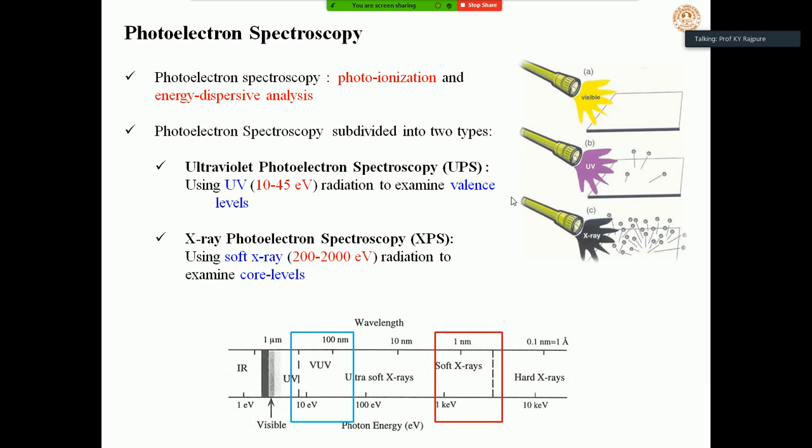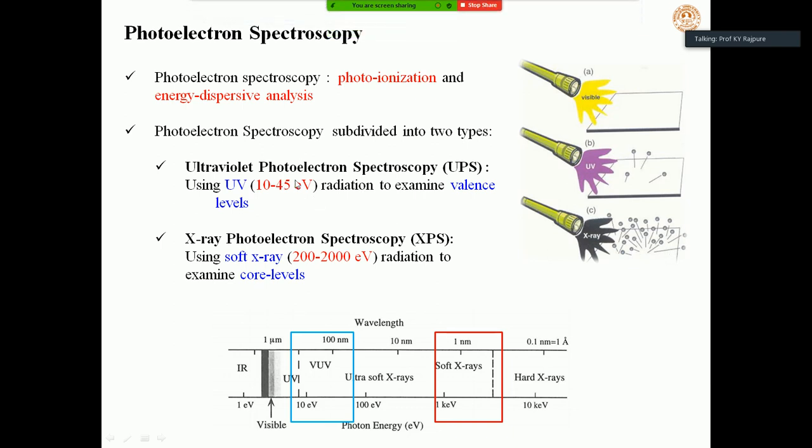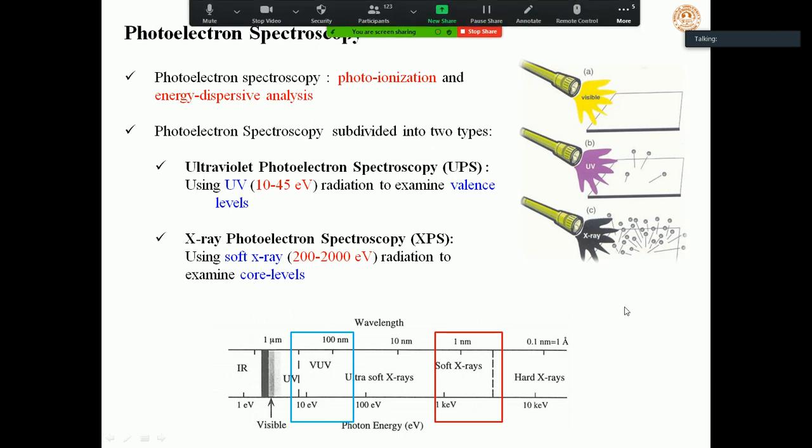Now if you want to examine the core levels, the deeper lying levels, the 1s level, 2s level for example, then you need to use soft X-rays, with energy 200 to 2K eV, for generation of the photoelectrons and further analysis of these electrons. So I'm not going to talk about UPS, but about XPS.